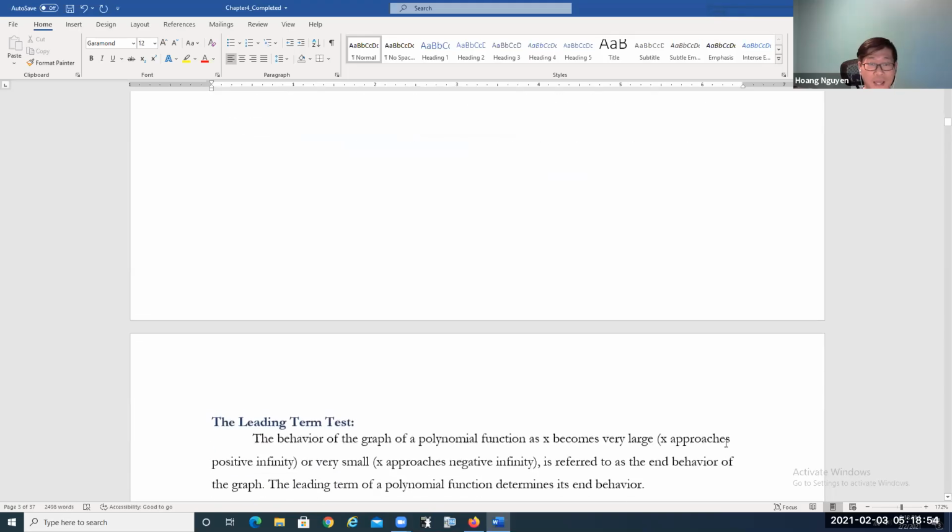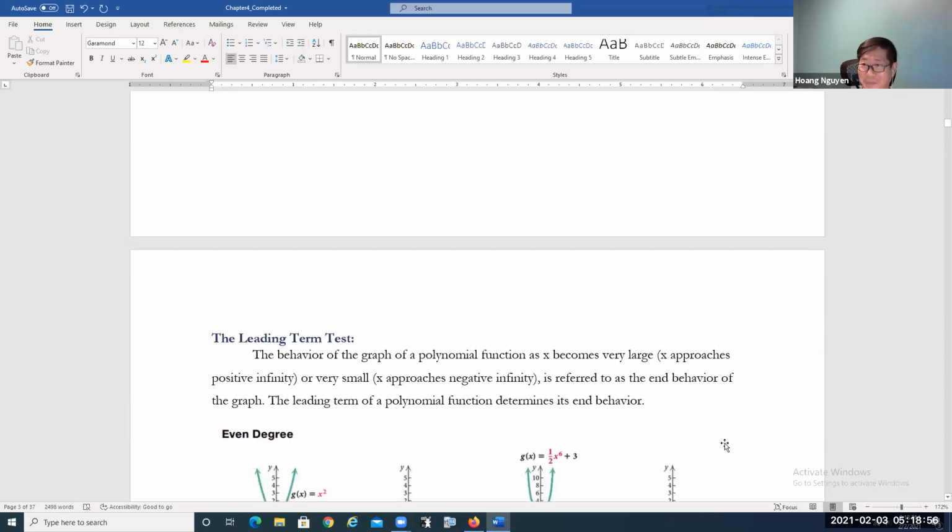Okay. Now let's move on to the leading term. After we know how to identify the leading term from a polynomial function, and after we know how to identify the leading coefficient from a leading term, now let's talk about the purpose of the leading term. Can we have any conclusion related to the polynomial after we know the leading term of the polynomial?